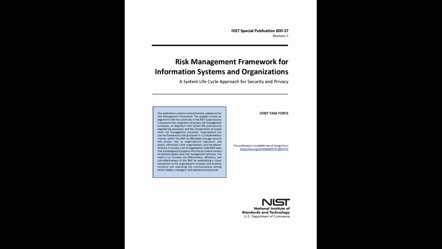Which brings us neatly to Chapter 3, and the first real step after prepare. Categorize. Section 3.2. Table 3 gives the overview here. What's the core purpose of categorize? Fundamentally, categorize is about figuring out the potential impact if things go wrong, specifically the adverse impact from losing confidentiality, integrity, or availability for the system and its information.